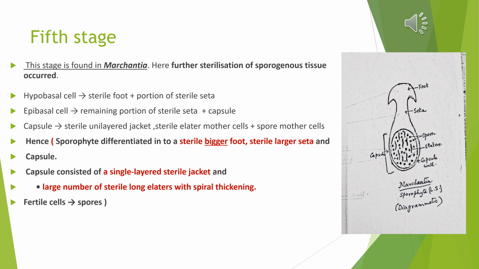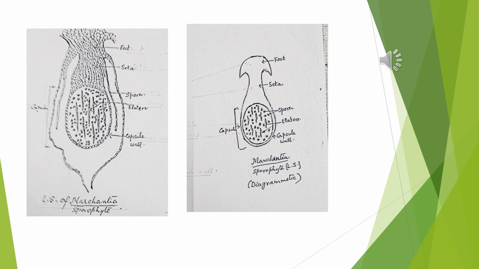Hence, sterile 2N cells of the sporophyte consist of 1. sterile broad foot, 2. sterile mesoseta and 3. capsule. Capsule consists of a single-layered sterile jacket and a large number of sterile long elaters with spiral thickening. Fertile cells give rise to spores.